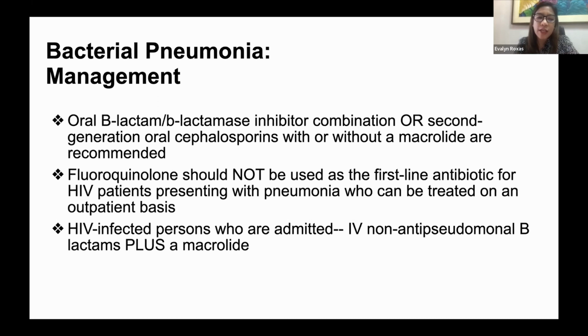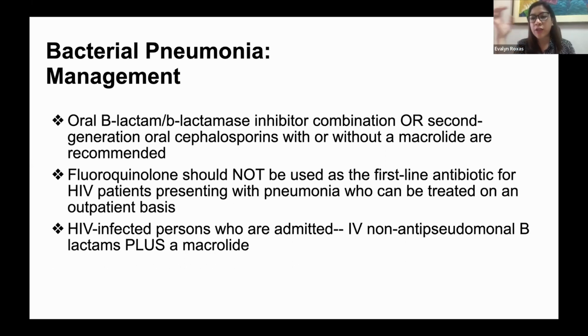So HIV-infected persons who are admitted can be given IV non-anti-pseudomonal beta-lactam drugs plus macrolide. There are clinical practice guidelines for management of bacterial pneumonia for the general public. It's not different for HIV patients, so we still follow that recommendation or guideline. Okay, so that's for bacterial pneumonia, which is considered as another opportunistic infection.